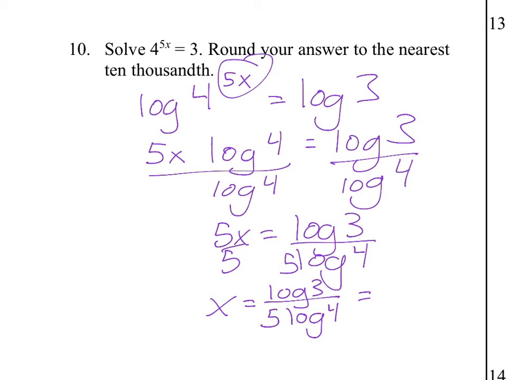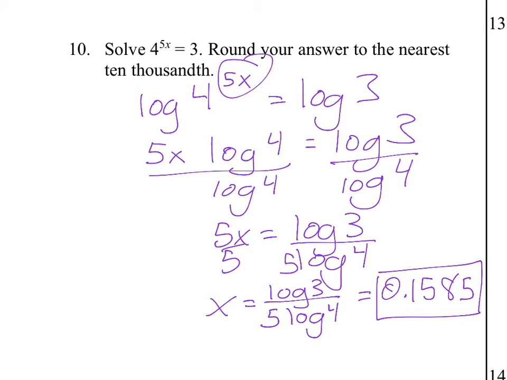5 times log 4. If you don't put that denominator in parentheses, you're going to get a whole different number. Let me show you in a second. Log, I'm just going to do this. And I should get 0.158 to the nearest 10,000. That's 4 decimal places. 0.1585. So that should be my answer.